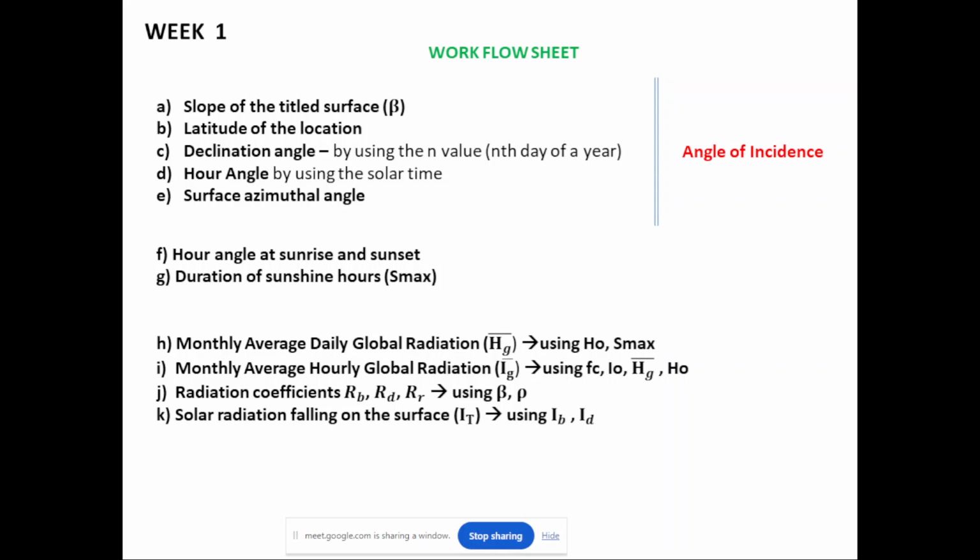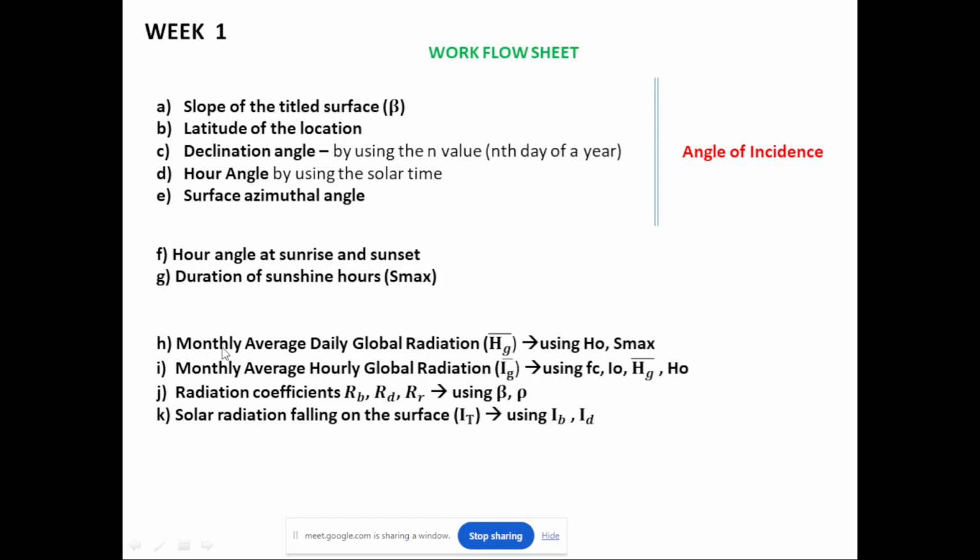And then we calculated the hour angle at the sunrise and the sunset, and we took an assumption that at the sunrise and the sunset the sun rays fall parallel to the surface. So we took the value of theta as 90, and then we proceeded on to calculate omega s. Then we calculated the duration of the sunshine hours, the S max. So Td is equal to, the formula is Td equals 2 by 15 times omega s, the hour angle at the sunset, at the sunrise.